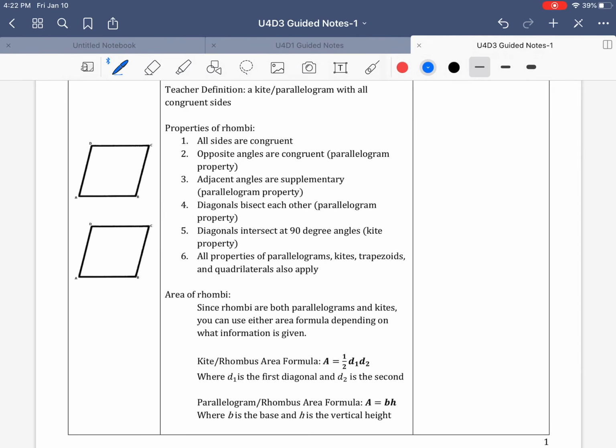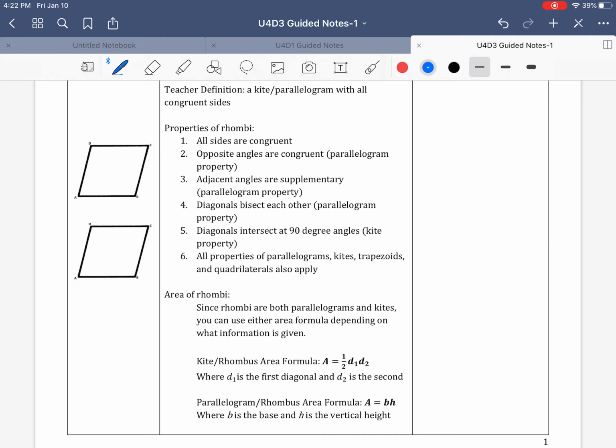The definition we're going to be working with, though, is a kite/parallelogram with all congruent sides. So one way to think about it is, if a kite and a parallelogram had a baby, it would be a rhombus. Okay?